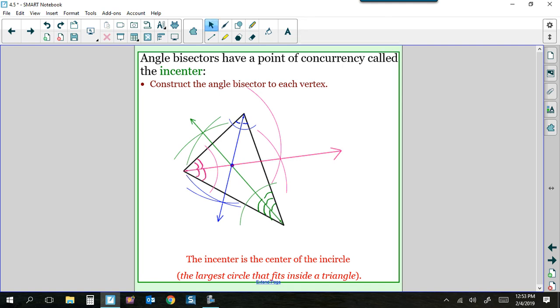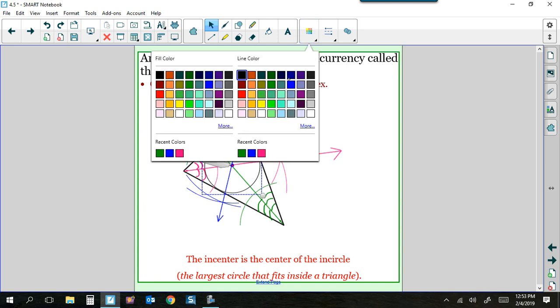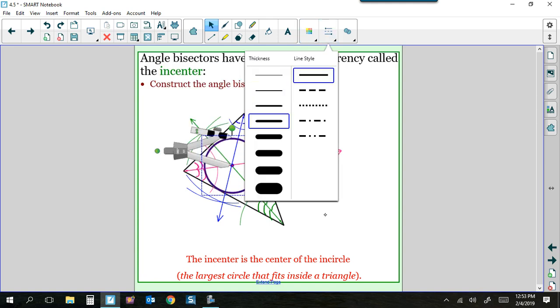Now it is from this point that if you place your compass and then stretch your compass out so it reaches one of your sides, because this point that we have created is equidistant from each side of the triangle. So if you stretch your compass out to one of the sides and then draw a circle from that point, that circle will touch every single side of the triangle at one point. We call this circle the incircle because it is created by using the incenter.